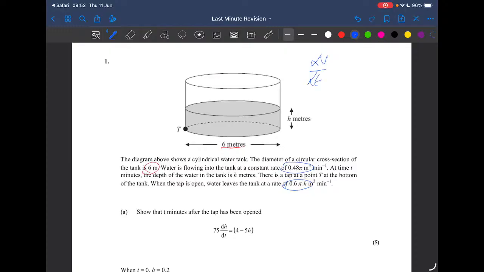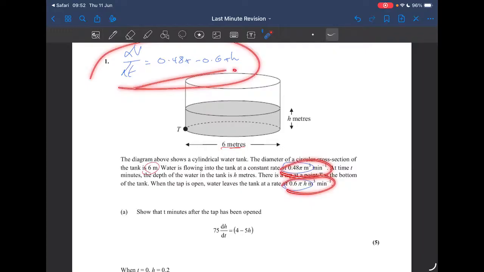For the minutes, yeah. It's flowing into the tank at this rate, 0.48 pi. If I can write that a bit neater, 0.48 pi. And then it's flowing out of the tank, it leaves the tank at 0.6 pi h. Let me move this over a little bit. So you can always use your limits and your units to find how that's going to be set up.